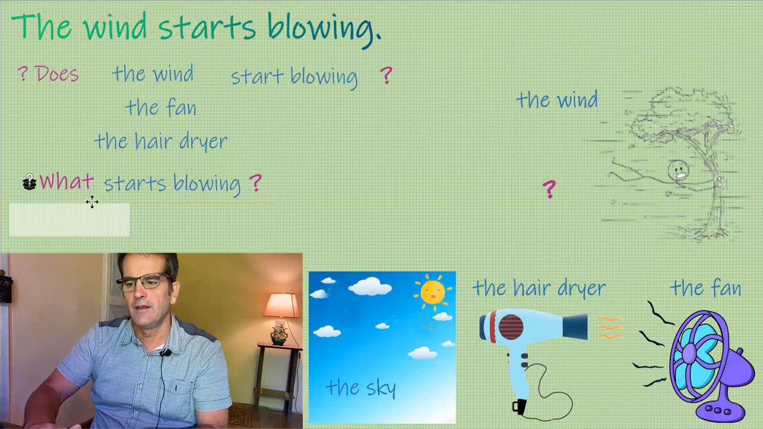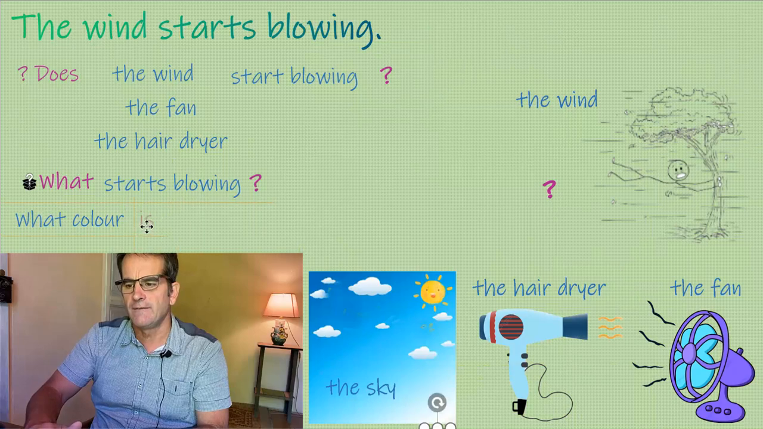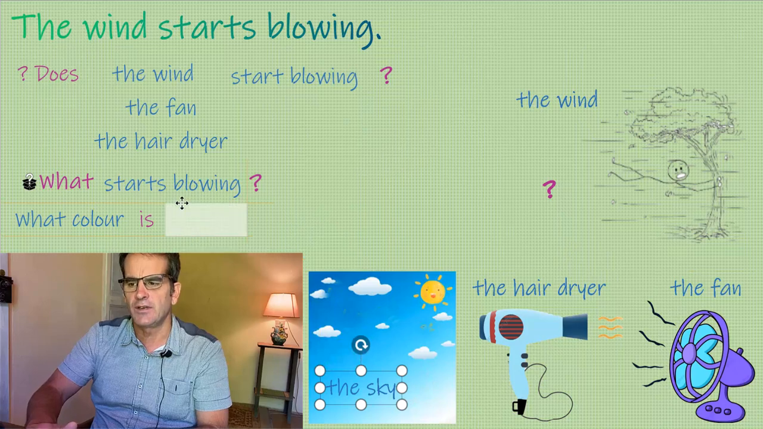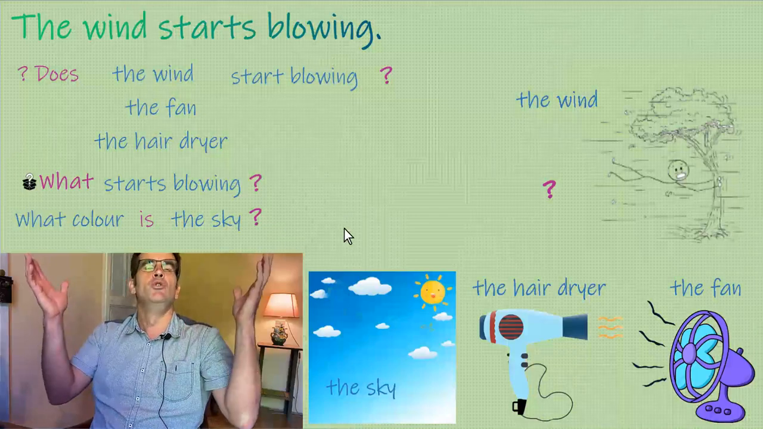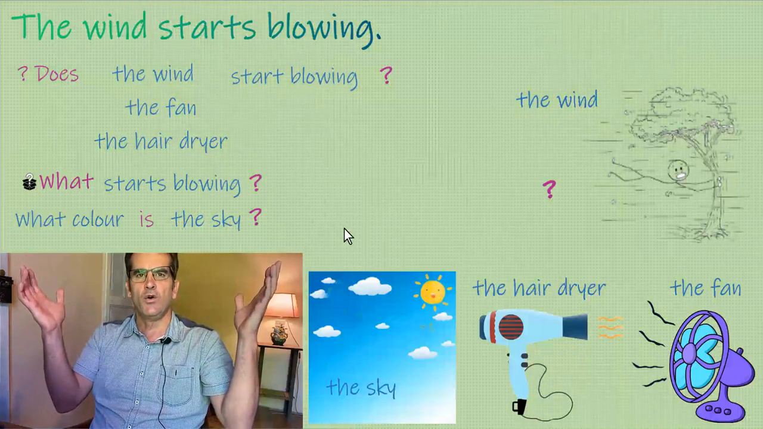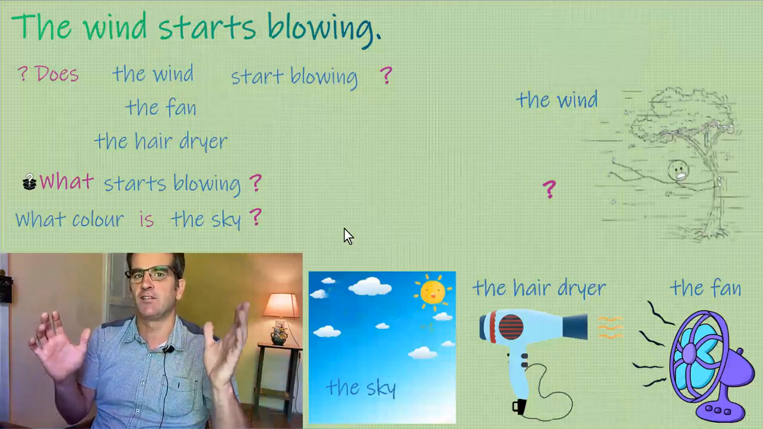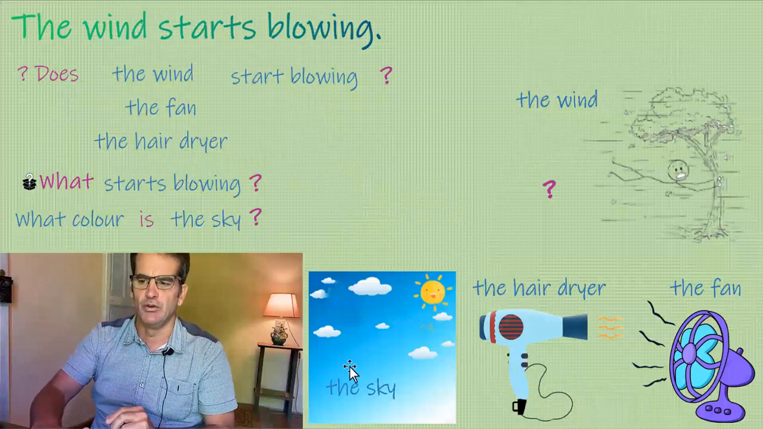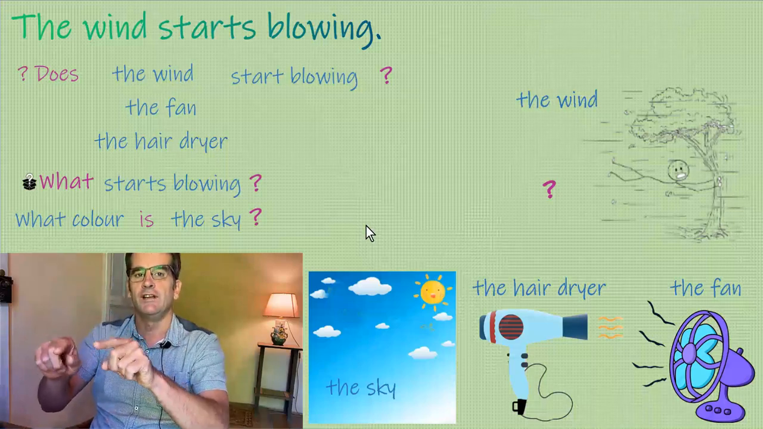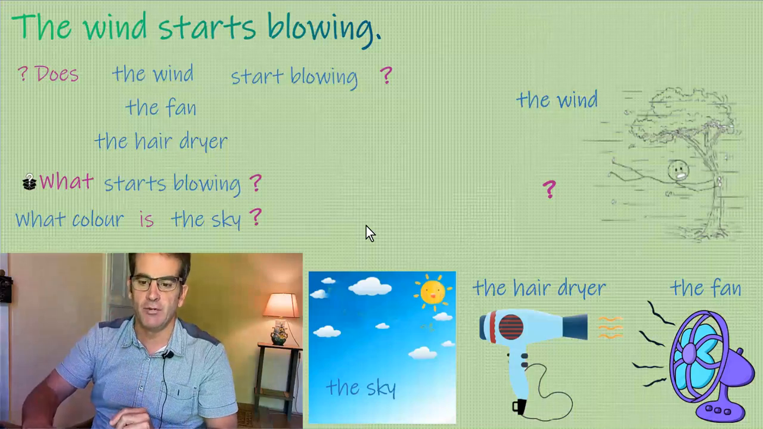So what color is the sky? Is it a blue sky? Or is it a grey sky? It's grey, like the squirrels, a grey squirrel. Here we have a grey sky. In this picture, the sky is blue, but in the story, the sky is grey and the wind starts blowing.